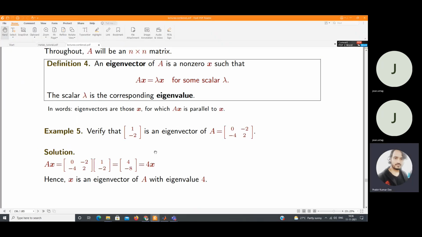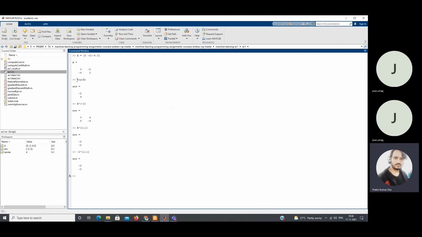So what is the conclusion? The conclusion is A is a matrix. Then if we calculate, what is the order of this matrix? It is 2. That means this matrix has 2 eigenvalues. We calculate it manually and we get the eigenvalues 4 and -2. Also we can calculate it using the eig function.